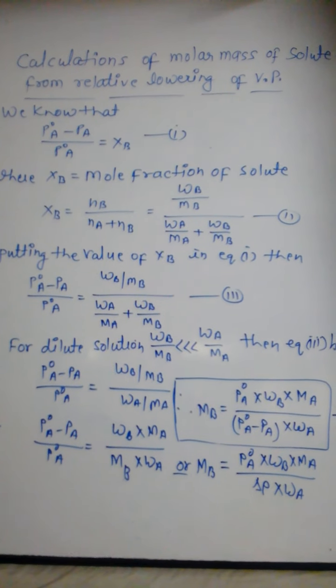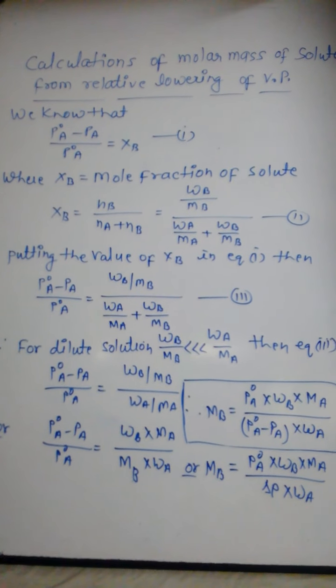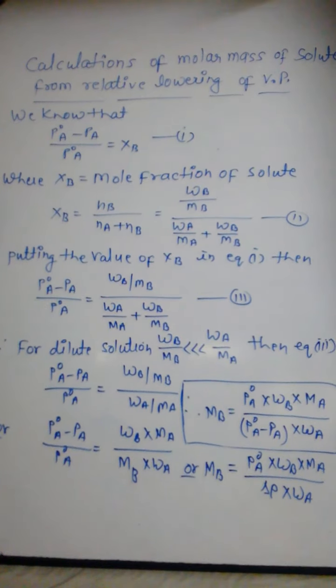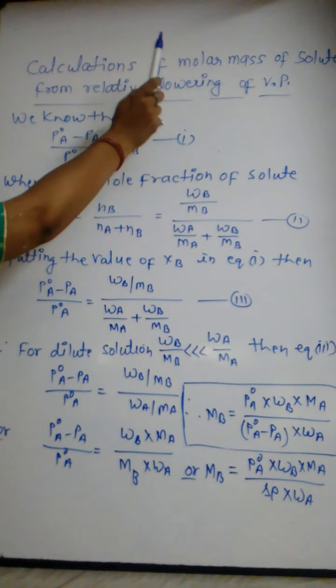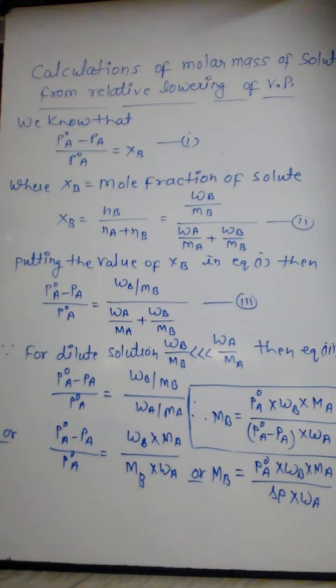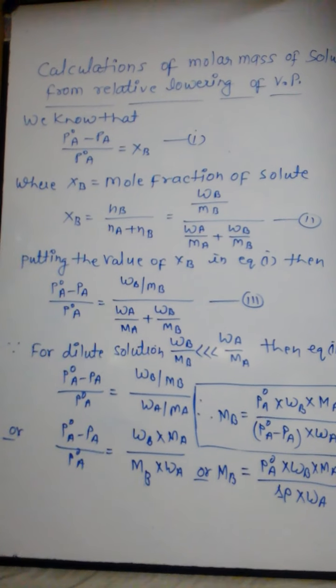Hello student, in the last video we saw that relative lowering of vapor pressure is a colligative property. That means it depends upon the number of solute particles. Now, next topic: with the help of relative lowering of vapor pressure, we can find out the molecular mass of a non-volatile solute.